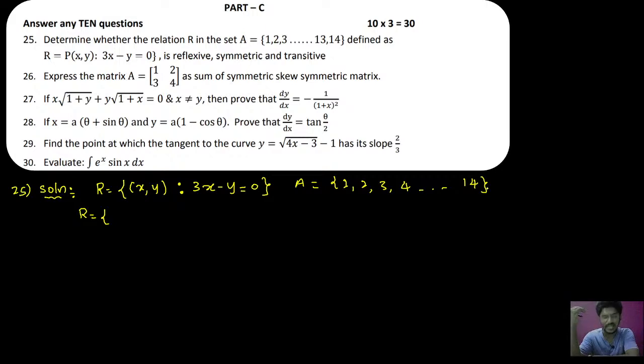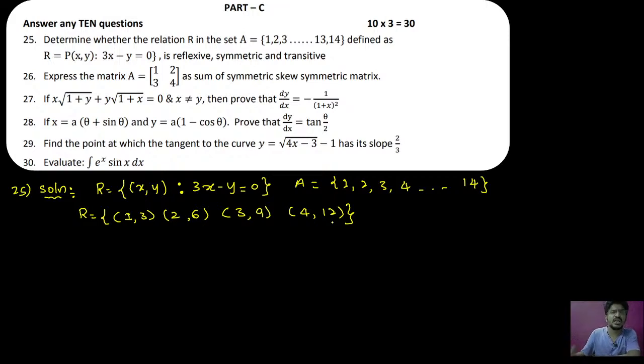Because they have given it in set builder form, we can write it in roster form. If I take x value as 1, y value will be 3. If x is 2, y will be 6. If x is 3, y will be 9. If x is 4, y will be 12. Now I can't take x equal to 5, because y will become 15, and 15 is not present in our set. So these are the elements present in R: 1 comma 3, 2 comma 6, 3 comma 9 and 4 comma 12.